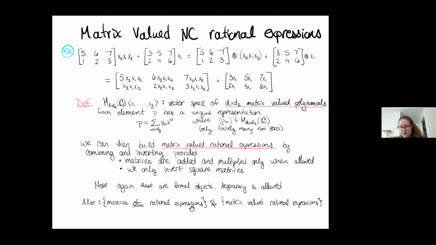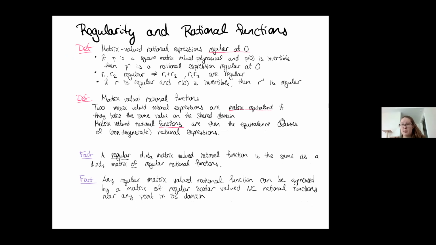Matrices of rational expressions, where I have a matrix and I stick rational expressions in each one, those are not the same as matrix valued rational expressions. So that's a place where we need to be a little bit careful, but fortunately things will end up working out nicely when we restrict a little bit. Like before, we can talk about regularity. So similarly, regular at 0, if your polynomial is invertible at 0. Makes sense. Add things and multiply things. And then again, if you have something that's invertible at 0, then its inverse is going to be regular.